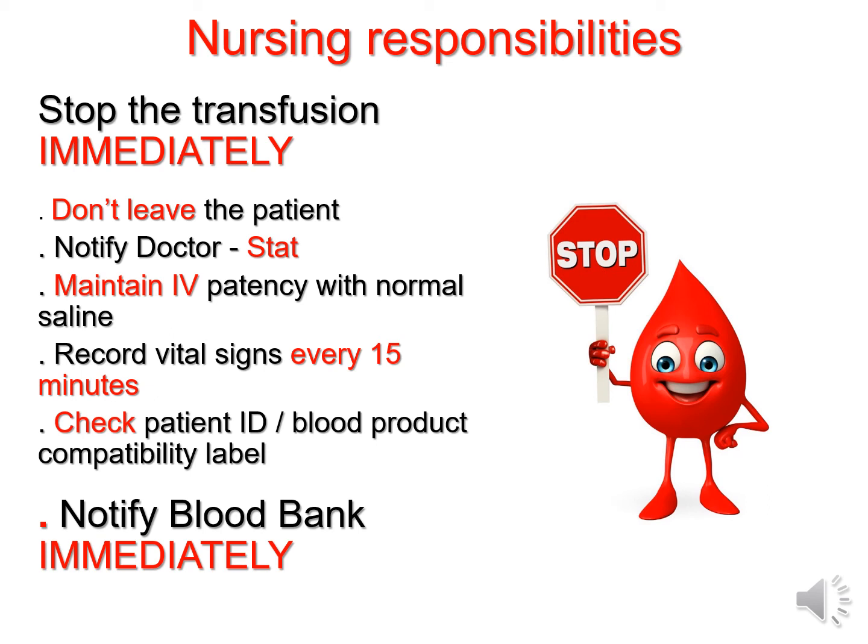You record the vital signs every 15 minutes and you check the patient's ID, blood product and compatibility label to make sure they actually have the right blood. Again, which should have been checked prior to starting the transfusion. You've done independent double checking. It should be correct. In addition to that, you notify the blood bank or the transfusion unit immediately so they can check that on their end everything is okay.